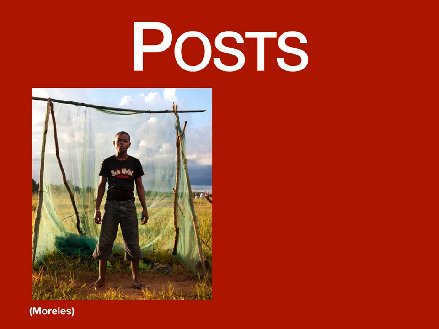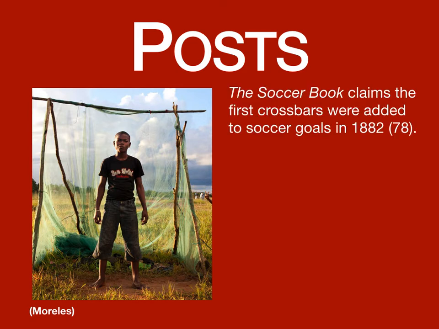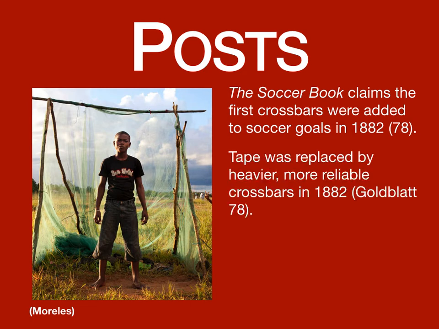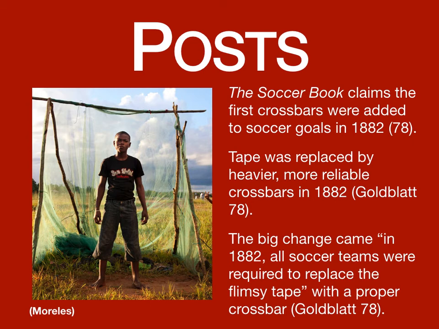Here are a couple of other interesting factoids about soccer goals. First, something I learned from the soccer book: goals first had no crossbars. They used tape instead. So, the soccer book claims the first crossbars were added to soccer goals in 1882. Or, tape was replaced by heavier, more reliable crossbars in 1882. Or, the big change came in 1882. All soccer teams were required to replace flimsy tape with a proper crossbar.